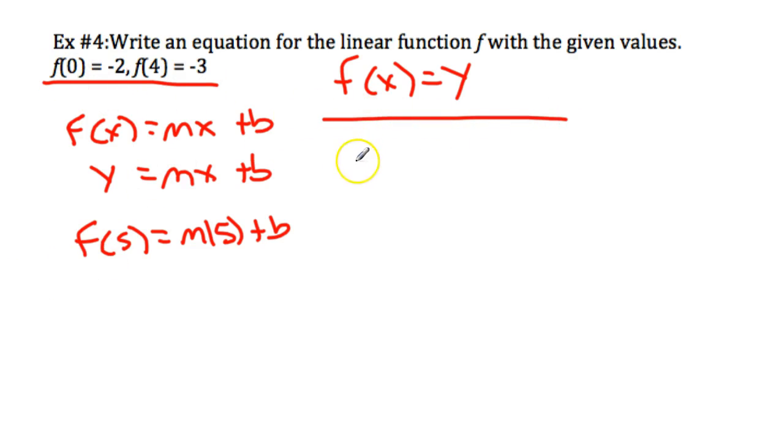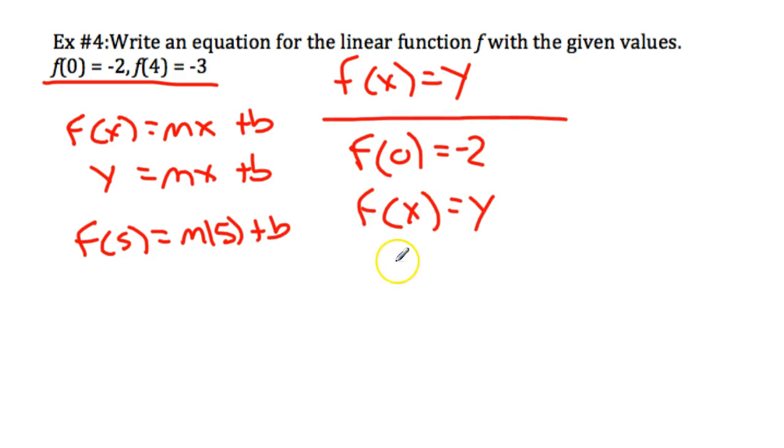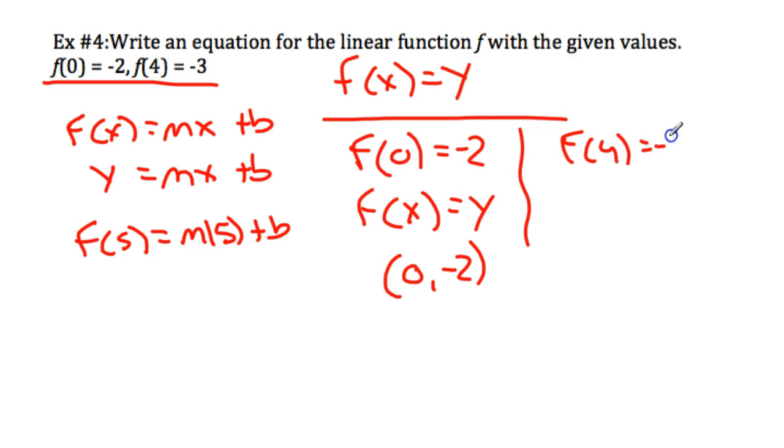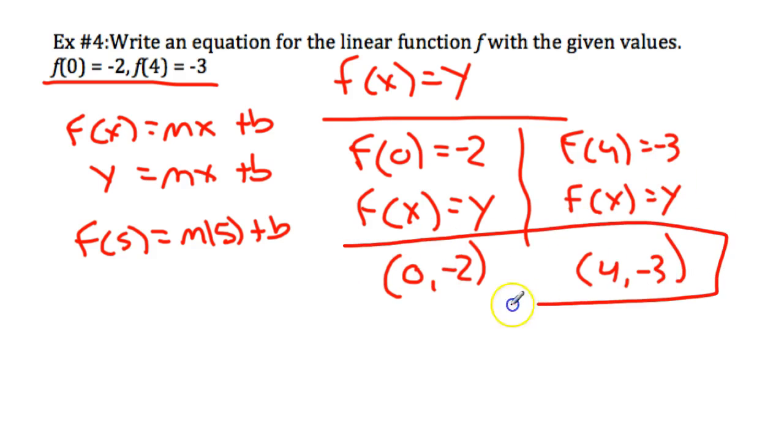So we have f of 0 equals -2. That means that this is really f of x equals y, right? So I'm going to have a point. My x is 0, and my y is minus 2. So that's 1 point. The other one is f of 4 equals minus 3. So again, f of x equals y. That means my x is 4, and my y is negative 3. Now we've got 2 points. We know how to do this.